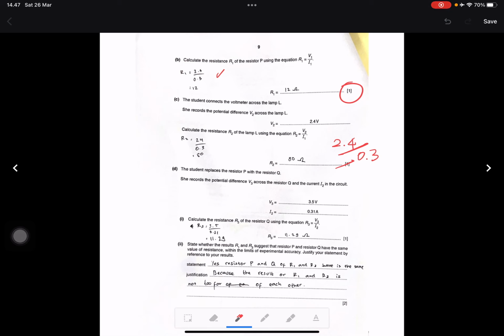The student replaced resistor P with resistor Q. She records the potential difference V3 across resistor Q and the current I2 in the circuit. V3 is 3.5, I2 is 0.31 ampere. Calculate the resistance R3 of resistor Q using the equation R3 equals V3 divided by I2. Just 3.5 divided by 0.31, so this is about 11.29. Good.